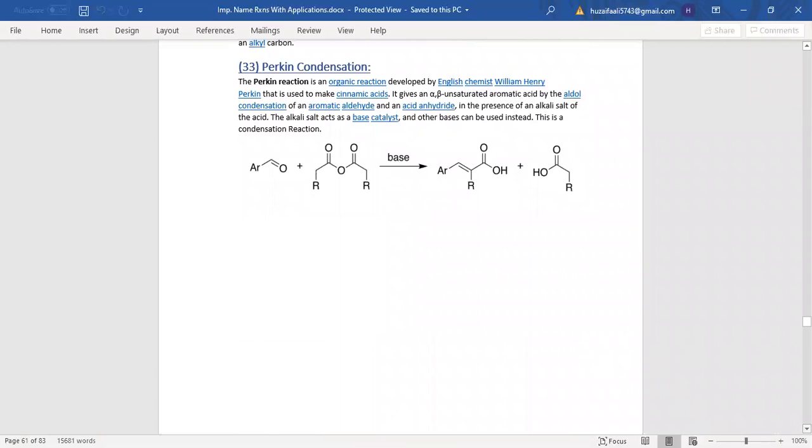Perkin condensation. The Perkin reaction is an organic reaction developed by English chemist William Henry Perkin that is used to make cinnamic acids. It gives an alpha-beta unsaturated aromatic acid by the aldol condensation of an aromatic aldehyde and acid anhydride in the presence of an alkali salt of the acid. The alkali salt acts as a base catalyst and other bases can be used instead. This is a condensation reaction.